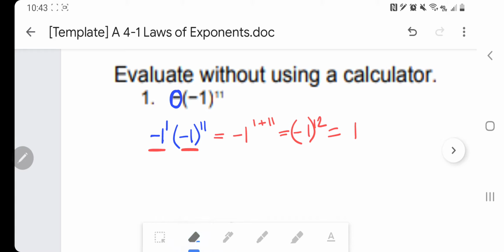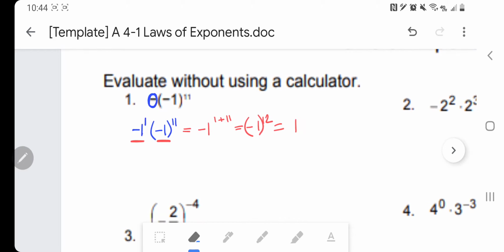You could have gotten the correct answer if you would have just looked at the problem right here. Probably would have changed it to a positive, but you do need to know these facts in order to fully comprehend the laws of exponents and do the rest of the problems correctly as well.